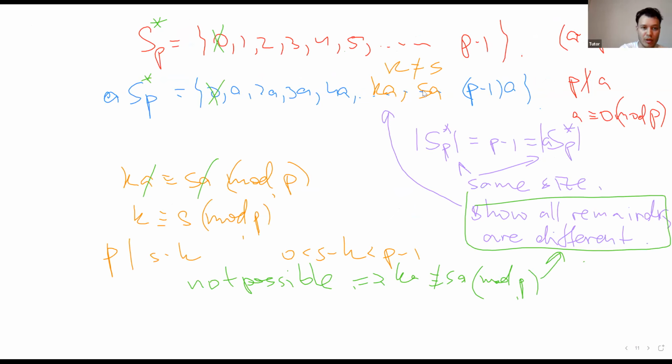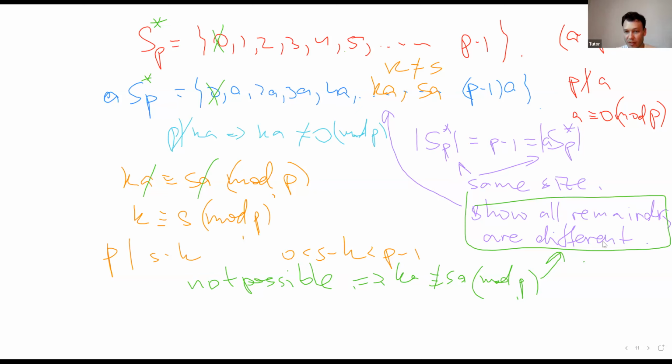Why is none of them zero here? Because if I had ka congruent with 0 mod p, it would mean that p would divide ka. But clearly p cannot divide it. Look, p doesn't divide any k, p doesn't divide any a, so p doesn't divide any ka. So basically, it means that ka cannot be equal to 0 mod p. Specifically because a and p are good. So all of these are non-zero.